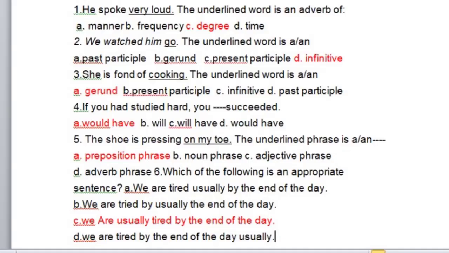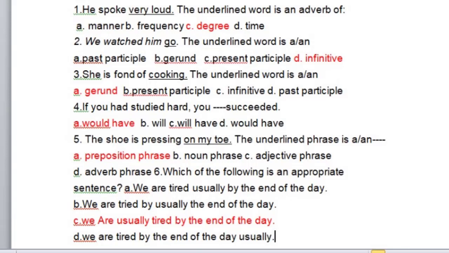English learning activity 5. Question number 1. He spoke very loud. The underlined word is an adverb of degree because very loud means louder. So C option is correct. Adverb of degree.